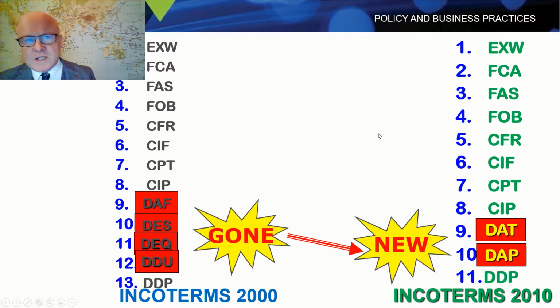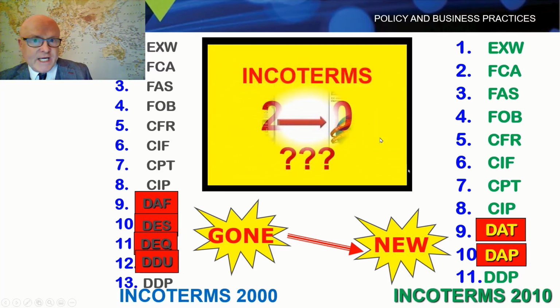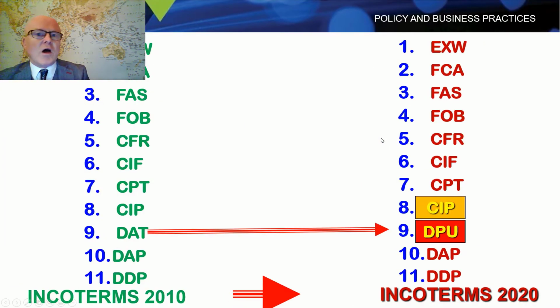However, in the revision to the latest version of the rules, Incoterms 2020, what has changed? Well, the key changes are as follows. DAT is no longer in the Incoterms rules. This has been replaced, or should I say, has evolved into the rule DPU. DAT has evolved into DPU. Remember this. DPU, delivered at place unloaded. I will explain in detail a little bit later.